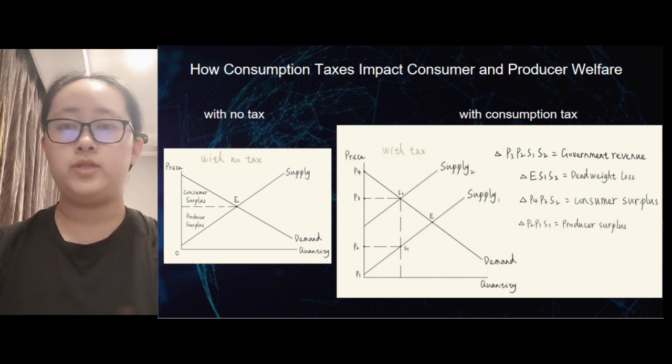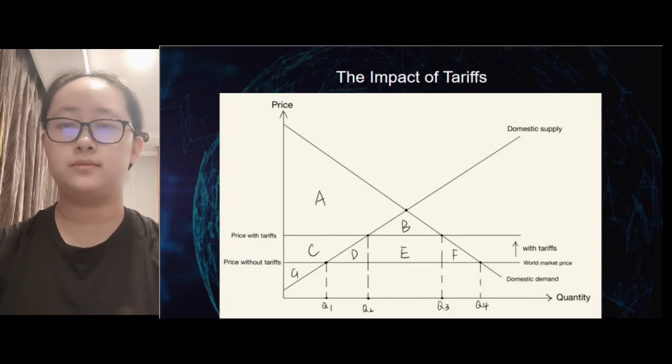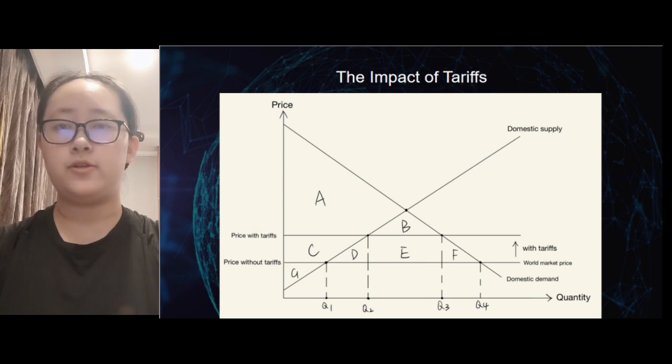The tax revenue is P3, P2, S1, S2, and the deadweight loss is E, S1, S2. Let us move to the next part. In the second part, we could see the impact of tariffs. When there are no tariffs, the consumer surplus is A plus B plus C plus D plus E plus F, and the producer surplus is just G.